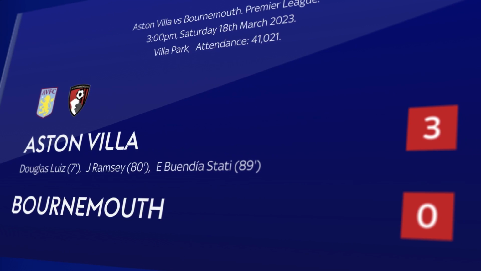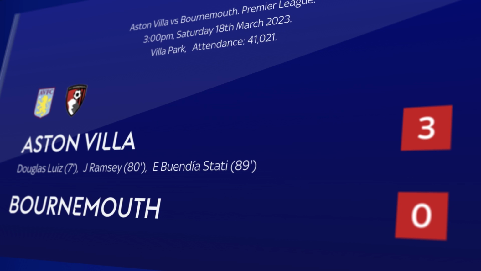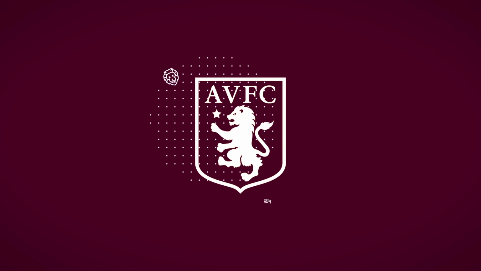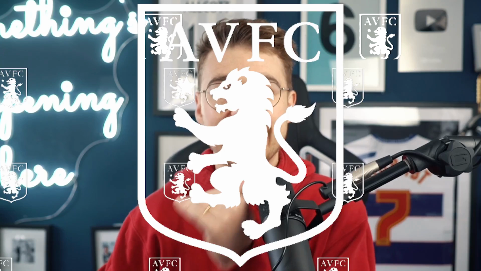Aston Villa 3, Bournemouth 0. XG 3.66 to 1.36, which is interesting because when looking at the scoreline and the accompanying XG, I think many will just think it was Bournemouth who were bad, but I don't think that's necessarily the case. I think Villa were excellent and deserved their 3-0 through the persistence of their approach and how they attacked in waves throughout the match.